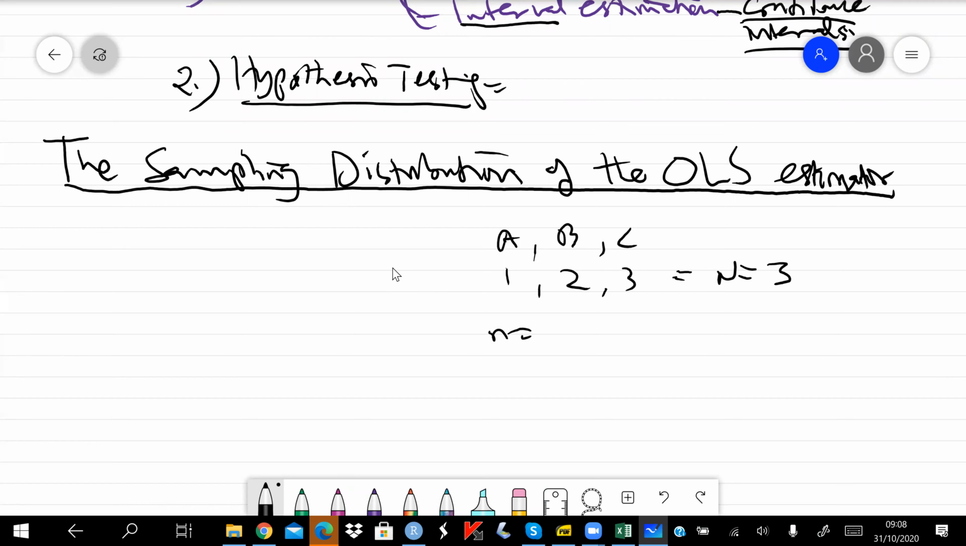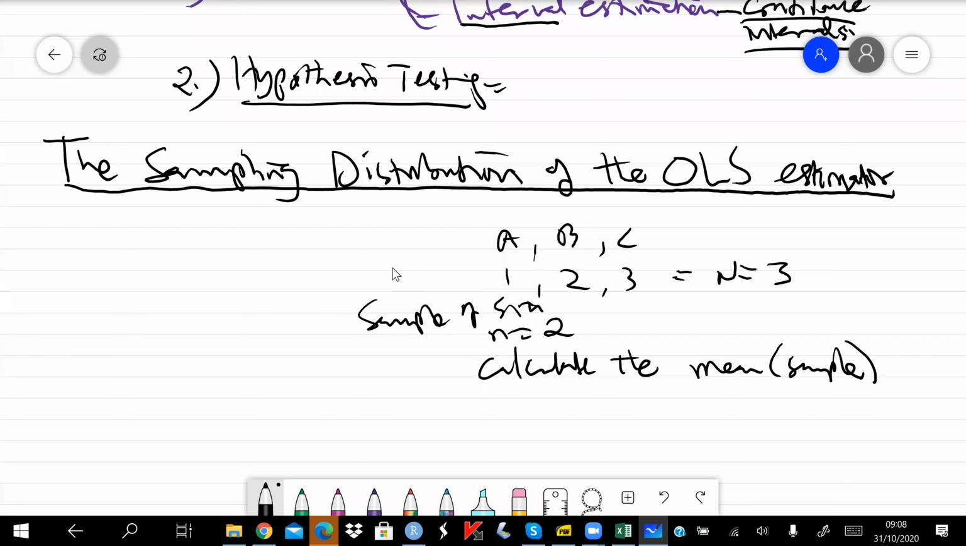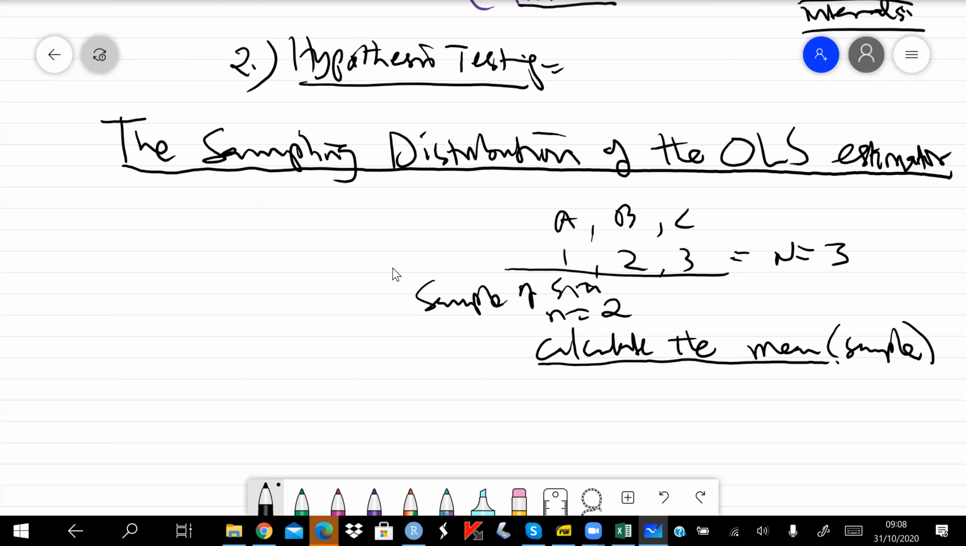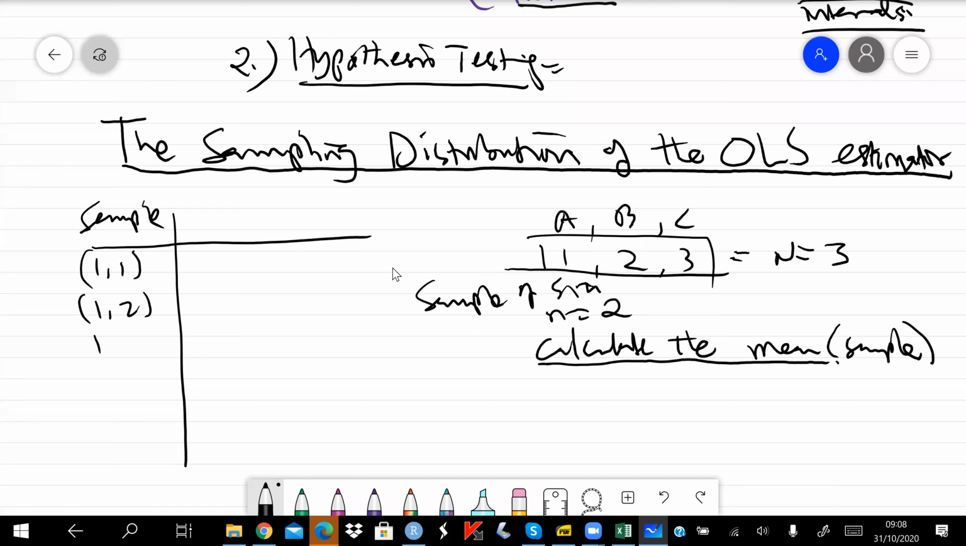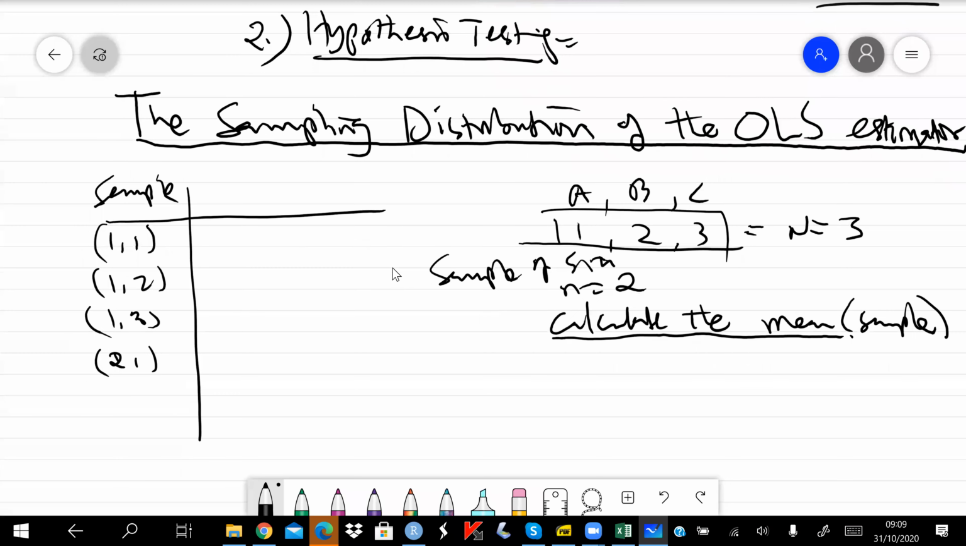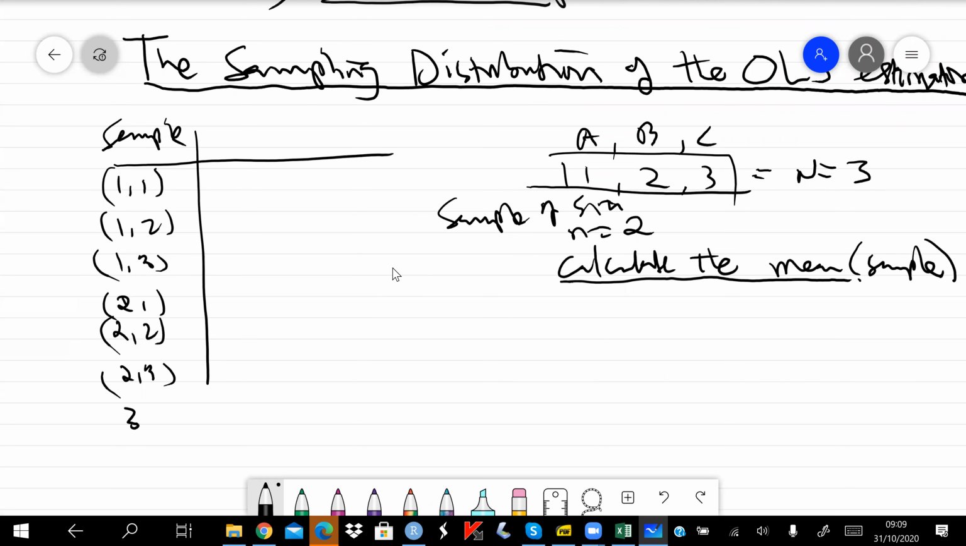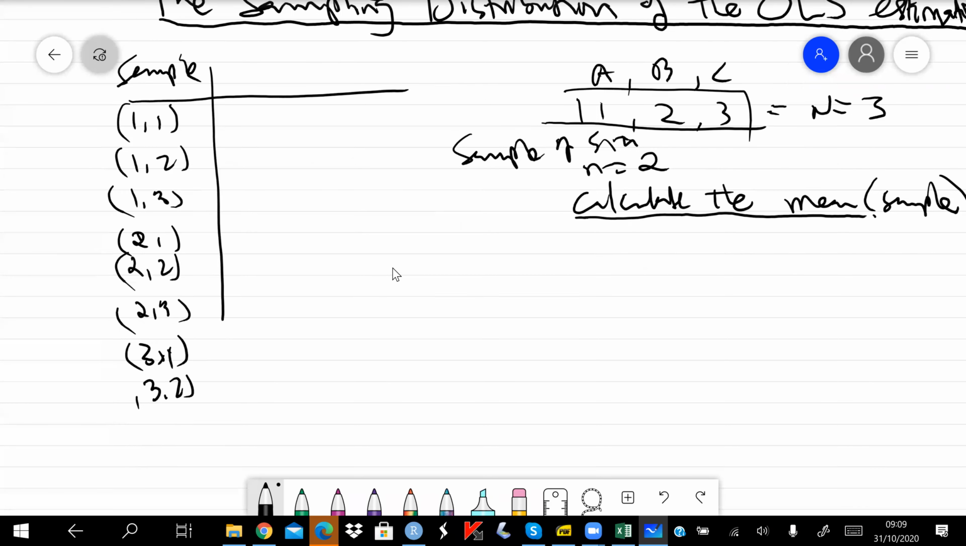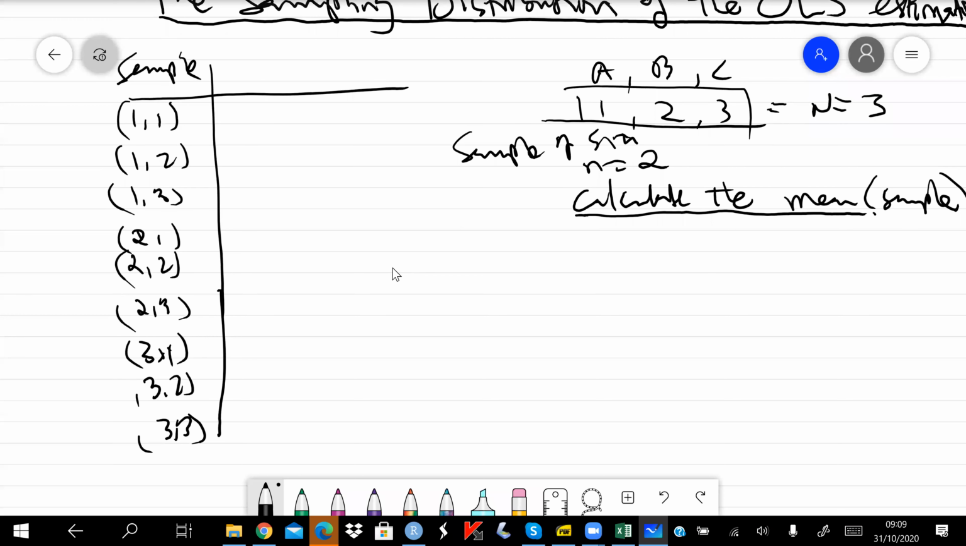Then you want to pick a sample of size n equal to 2 from this population and calculate the mean, that is the sample mean. It is good to appreciate the fact that there are many different samples that you can choose from here. If you consider an example where you are sampling with replacement, you can have (1,1), (1,2), (1,3), (2,1), (2,2), (2,3), (3,1), (3,2), and (3,3). So you have 9 samples that you could choose.